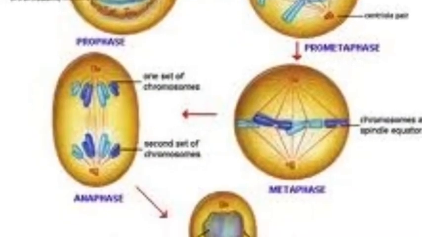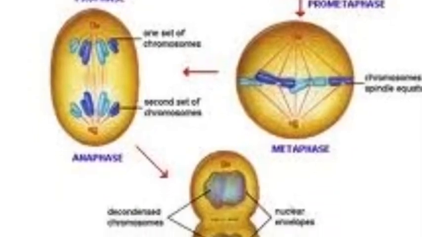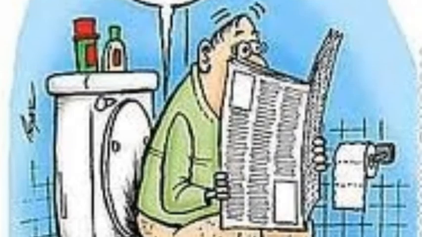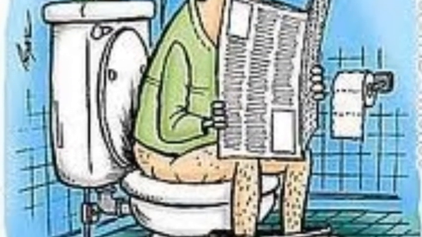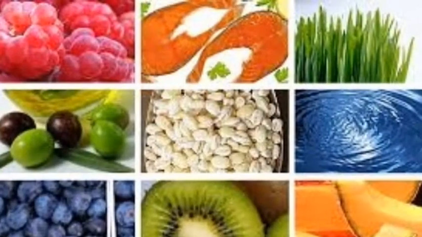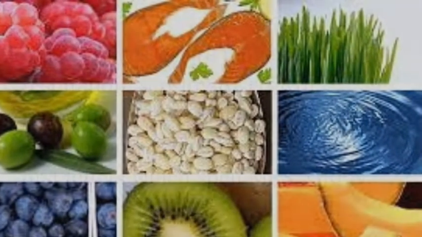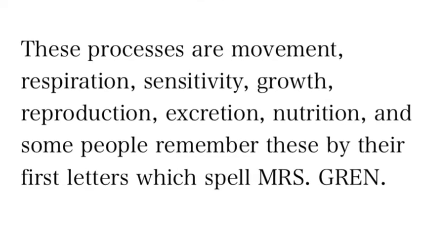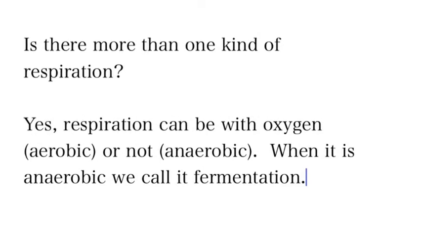reproduction. I know, not an exciting picture for reproduction. Excretion. Here comes your exciting picture for excretion. Wait for it. That's right. Bowel movement in D minor. And then finally, nutrition. So those things, reproduction, excretion, nutrition, respiration, sensitivity, growth, all those things are what we do to live.